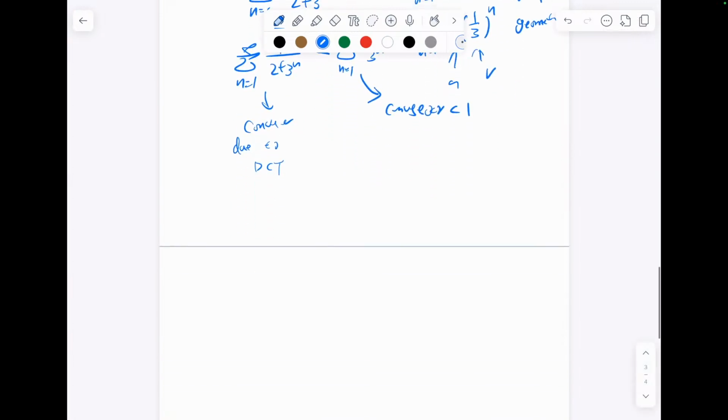Okay, let me give you a special one. The summation n equal to 1 to infinity of 1 over 2 plus square root of n.